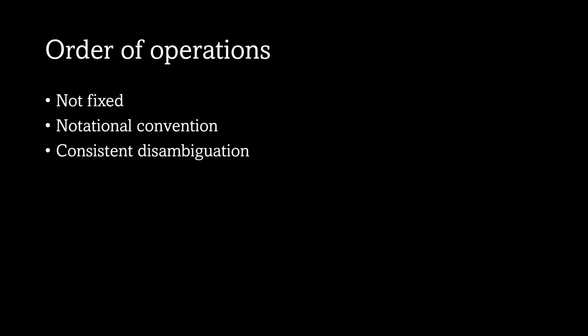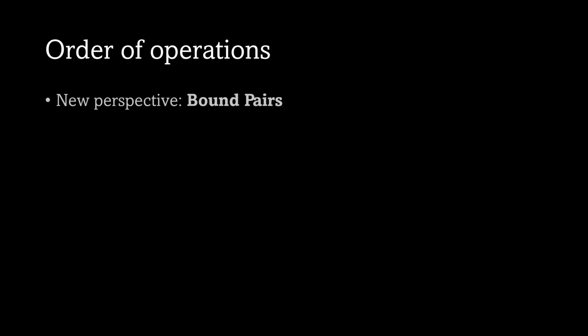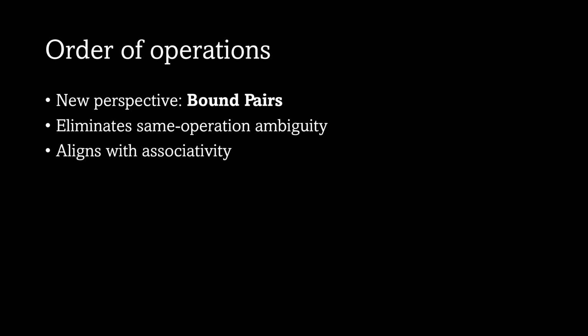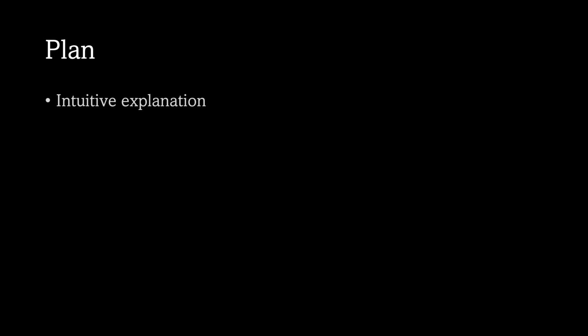In this video, we're going to be arguing that the conventional order of operations is often misunderstood, and that some of the ambiguity it intends to resolve is only an illusion. By investigating a novel perspective where operations are treated as what I call bound pairs, we can eliminate same operation ambiguity entirely. This approach aligns well with the associative property of arithmetic operations, and as a result it will provide an indisputable basis for when parentheses are required. We'll delve into this intuitively to begin with, and then formalize everything rigorously at the end of the video.